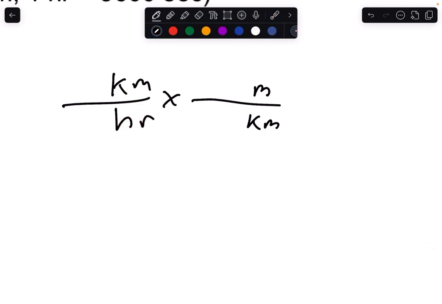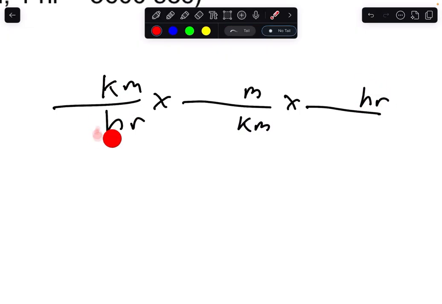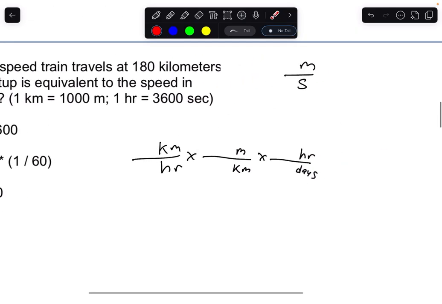If I was to convert hours to minutes, to seconds, to whatever, I would want to put the hours on top, because the top of the fraction cancels out with the bottom, and then what I want to convert it to on the bottom. Maybe it's days, minutes, or seconds. Whatever is left over is your new measurement. In the end, I want just meters on top and just seconds on the bottom. Let's see what they give me.